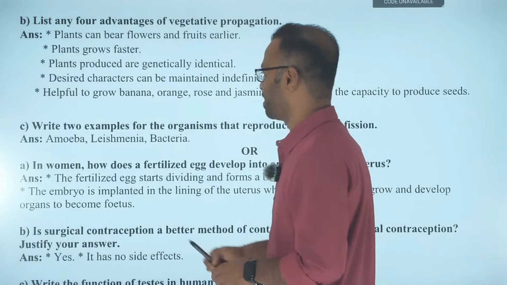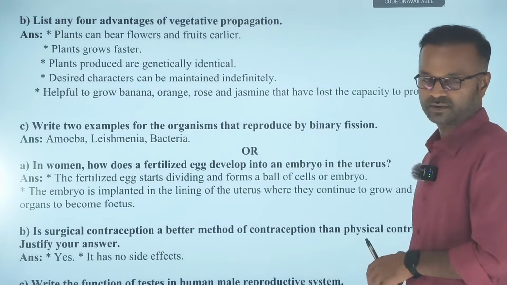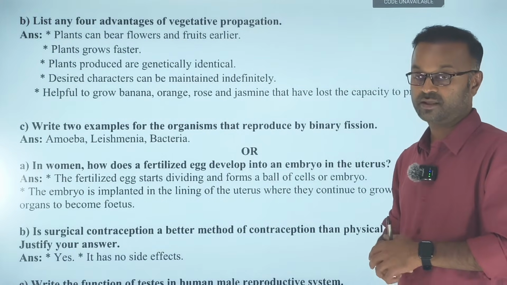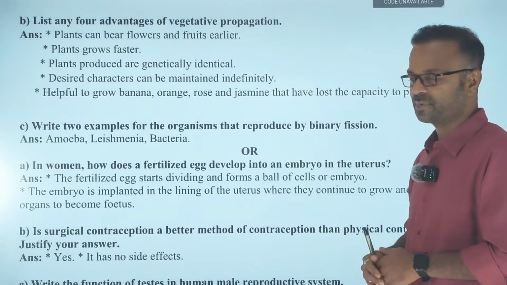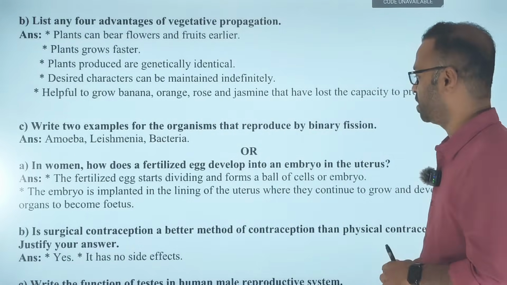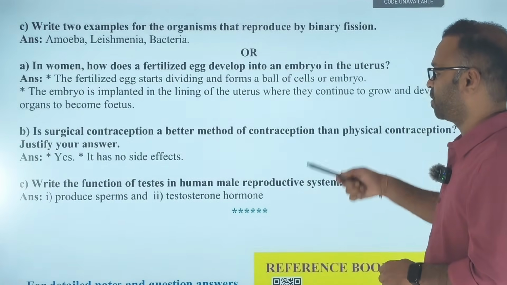Write 2 examples for organisms that reproduce by binary fission. Binary fission. They didn't ask about multiple fission. You give at least 2 examples, amoeba and leishmania, which were given in the NCERT. So next, they are given again for 5 marks.